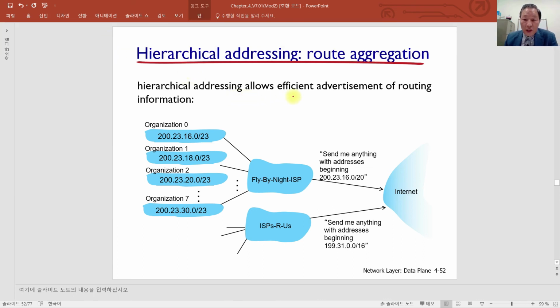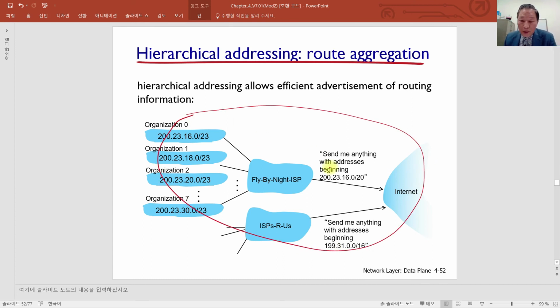Hierarchical addressing allows the efficient advertisement of routing information. Let's think about the worldwide network, the internet, and that should be notified to the world, advertised, because if a datagram's destination address is to this one, then it should be reached in an easy way. Thus that should be notified, advertised here.